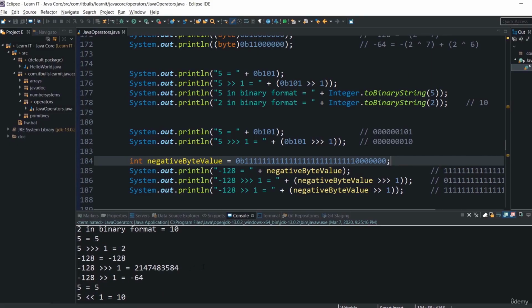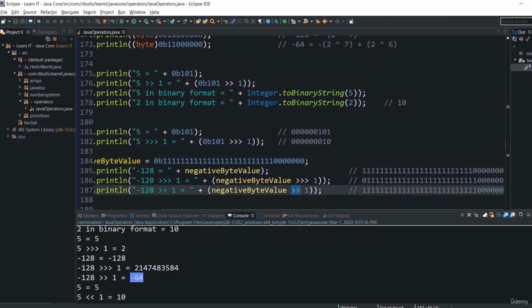Unsigned right shift for 1 bit gives us this number, and just right shift gives us this number. When we use the right shift operator, it keeps the sign bit intact. If the original number is negative, then it will remain negative even after right shift, because the first or most significant bit is never lost. It doesn't matter how many times you shift.